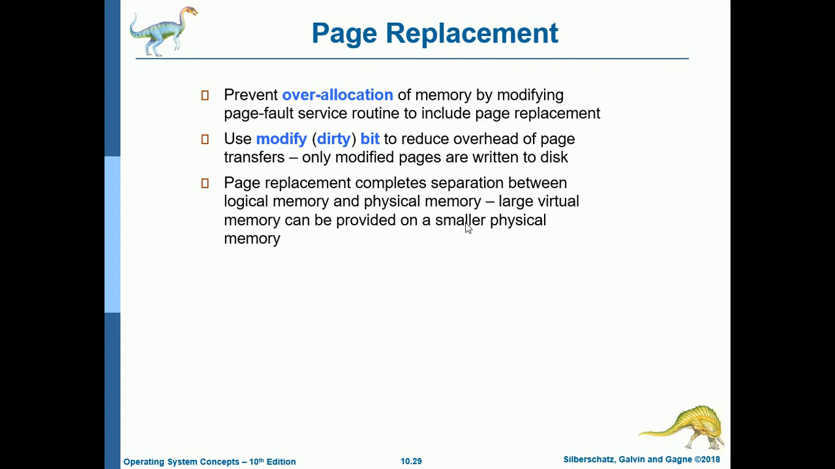Page replacement prevents over-allocation of memory by modifying the page fault service routine to include page replacement. We use a modify bit, another term for which is dirty bit, to reduce the overhead of page transfers: only modified pages are written to disk. Page replacement completes the separation between logical memory and physical memory, so a large virtual memory can be provided on a smaller physical memory.